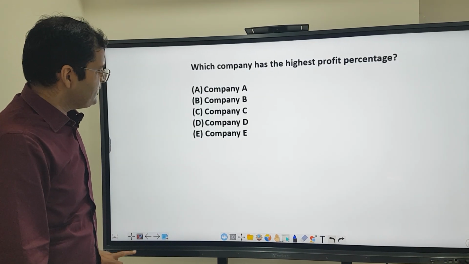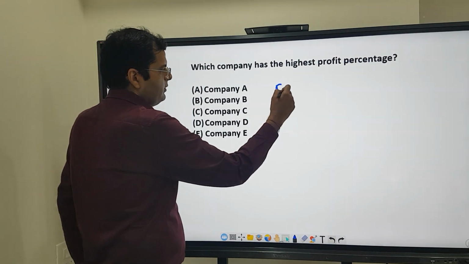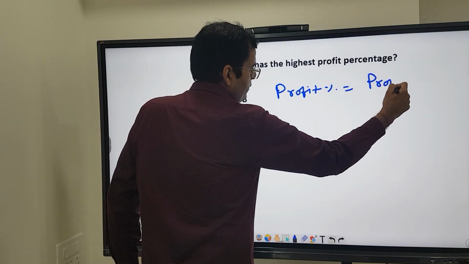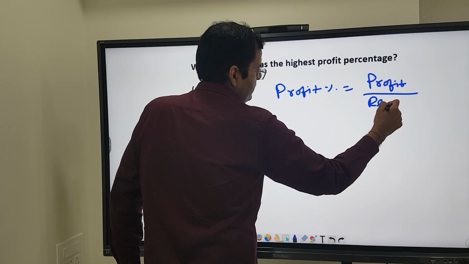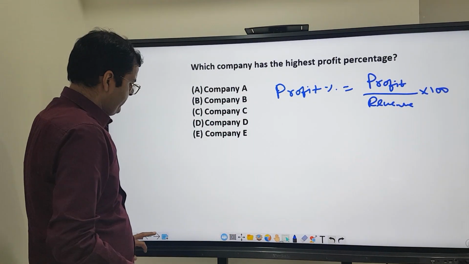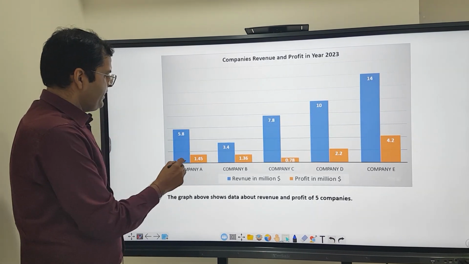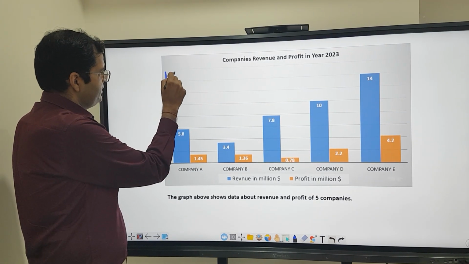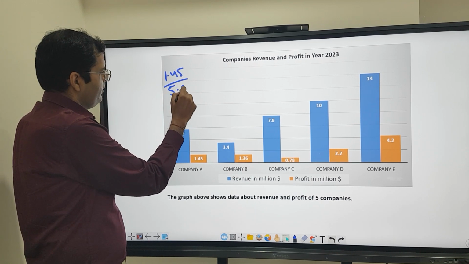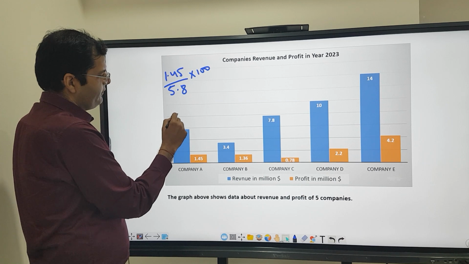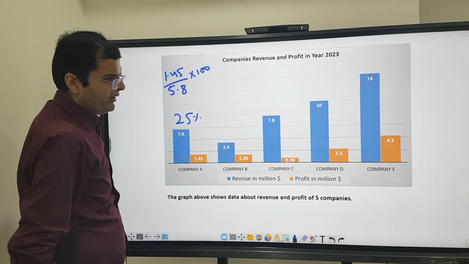Which company has the highest profit percentage? So profit percentage is what? Profit upon revenue into 100. So for company A, profit is 1.45, revenue is 5.8. So it is 1.45 upon 5.8 into 100. If you calculate that, it will be 25. So here the profit percentage is 25%.